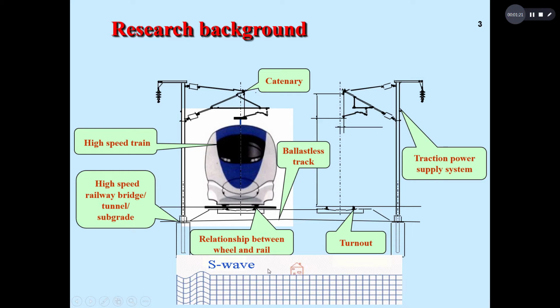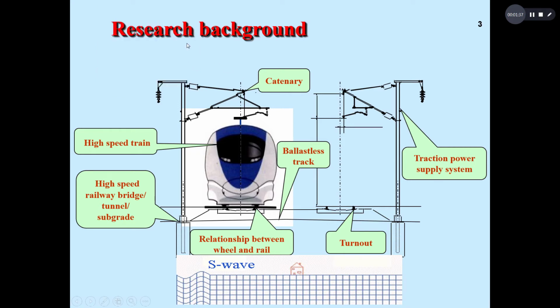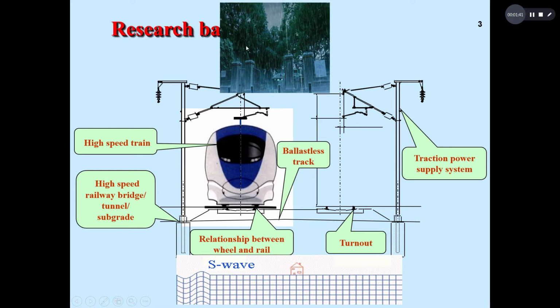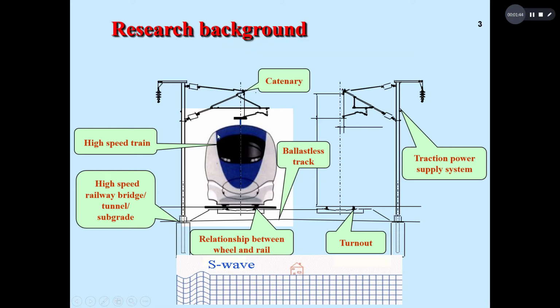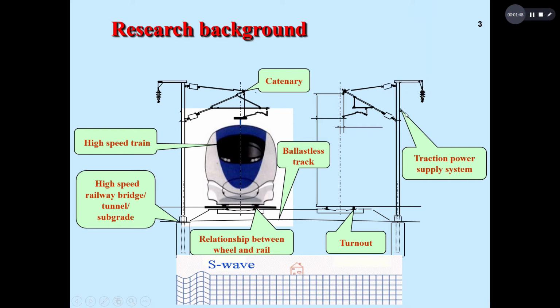When the earthquake happens, there will be a great influence on the safety of the train. So we should also consider the influence of the S wave from the earthquake and the environment. For example, the temperature variation, the rain and the water influence on the system, and the wind influences on the system.